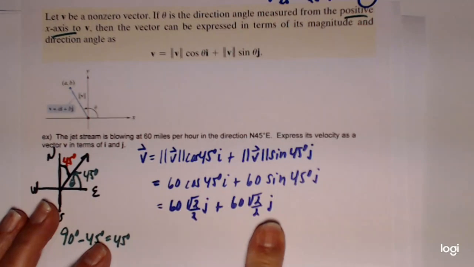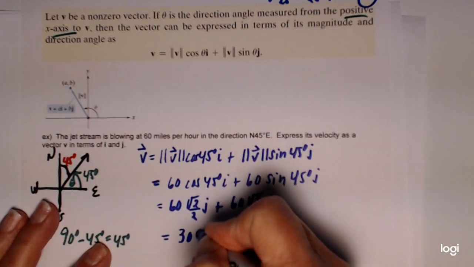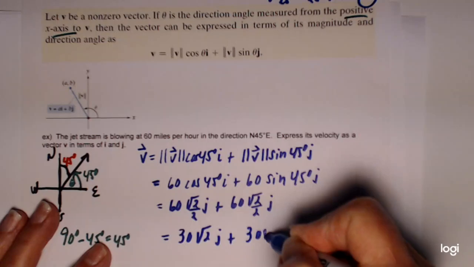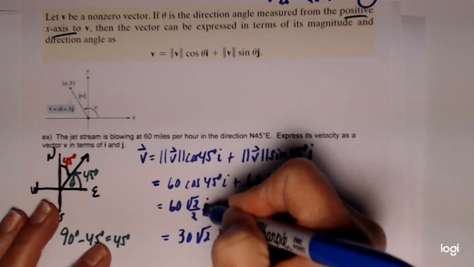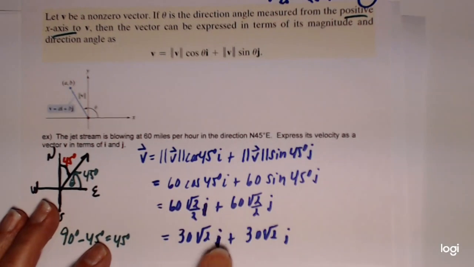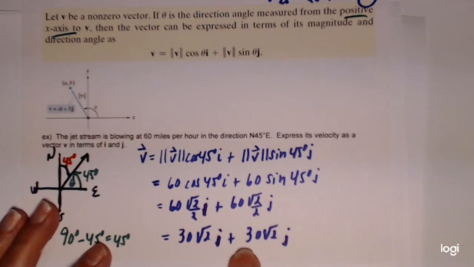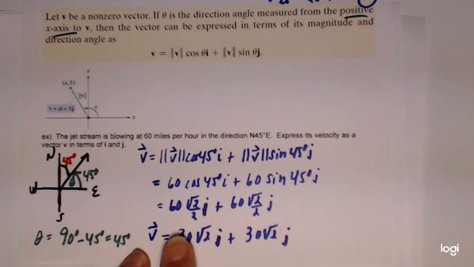Last but not least, we can clean this up. 60 divided by 2 would be 30. So we would have 30 square root 2 i, and again here, 30 square root 2 j. Whoops, this is i. So 30 square root 2 i plus 30 square root 2 j. And this would be our vector v representing this jet stream.